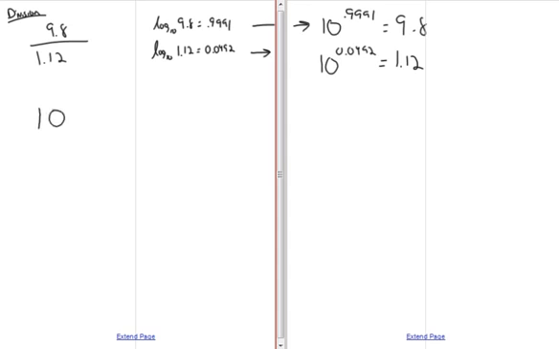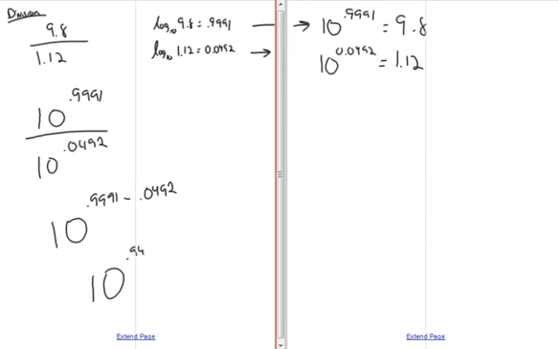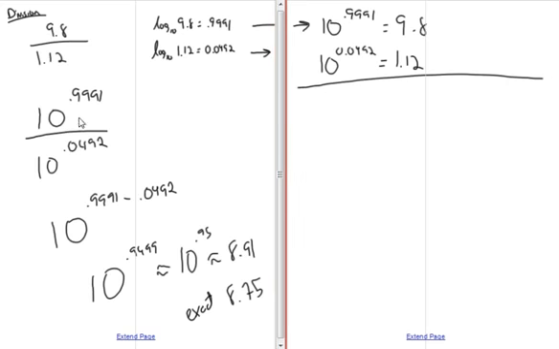So I can substitute these exponential expressions here, 10 to the 0.9991 and 10 to the 0.0492. And then I know that my division here, 0.991 minus 0.0492, is going to be 0.499, which I can type in the calculator or go to that anti-log table and look it up. So it's approximately 10 to the 0.95, which is 8.91. The exact, if I were to plug this in the calculator, I think it's 8.75 or something like that. So pretty close.